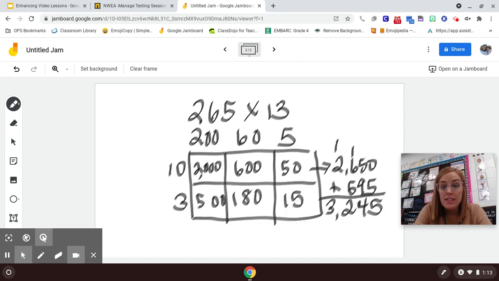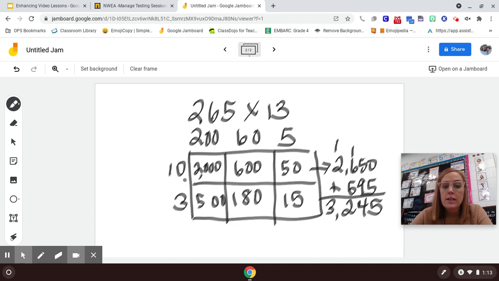Hopefully you had a chance to solve and yours looks a little like mine here. You can see on the top, I've taken 265 and I've said I have 200s, 6 tens or 60, and 5 ones. And then on this side, I've taken 13 and said I have a 10, 1 10, and 3 ones, which is 13. Next, I've done the multiplication.